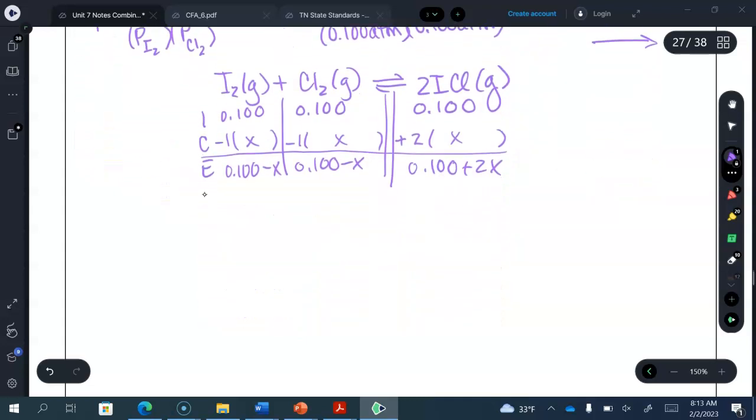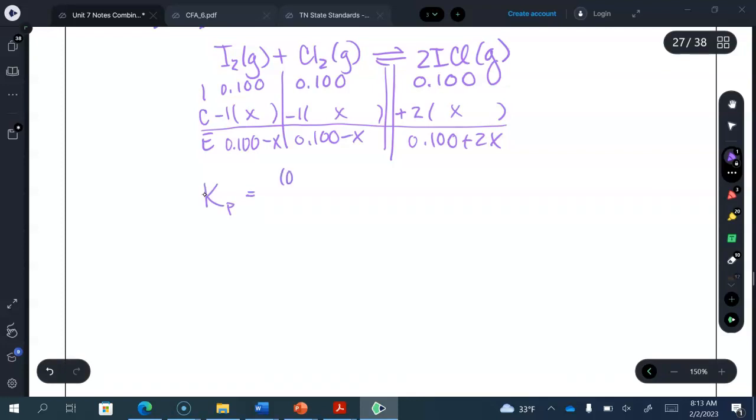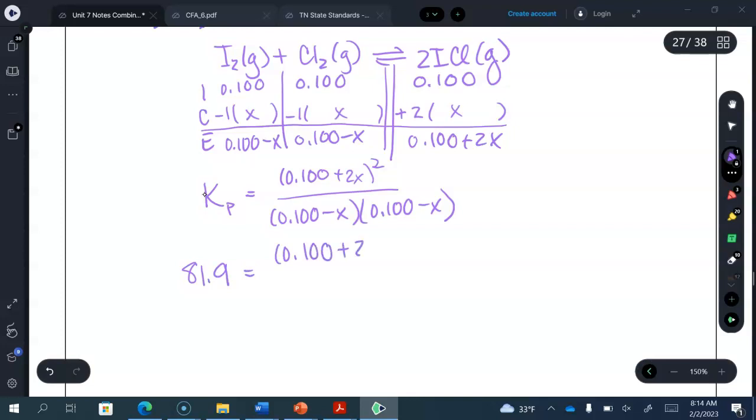Okay, so when we go from here, we're going to plug the equilibrium expressions into our equilibrium constant expression. So the product is (0.100 + 2x) squared all over (0.100 - x) times (0.100 - x). From above, our equilibrium constant value is 81.9, and that is equal to 0.100 plus 2x.